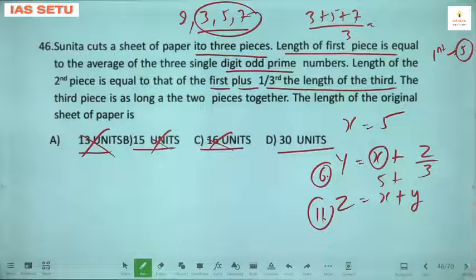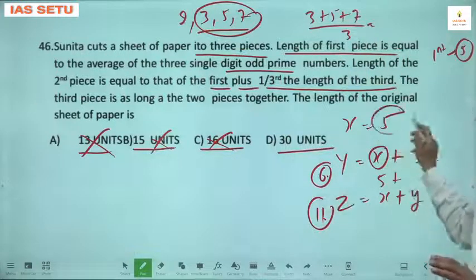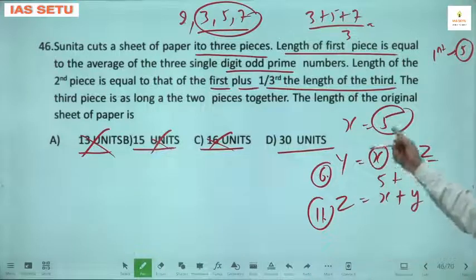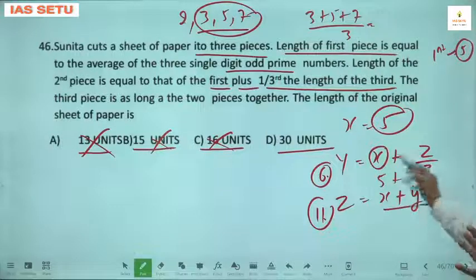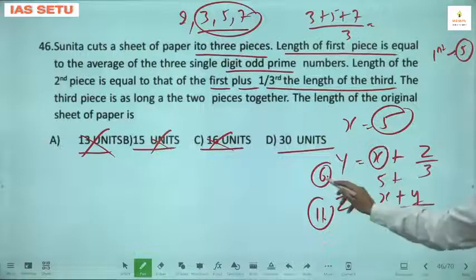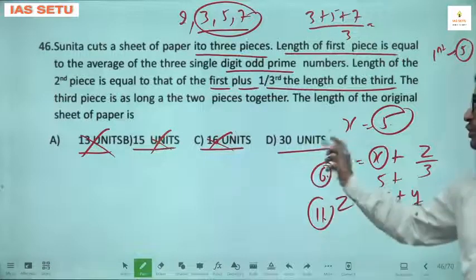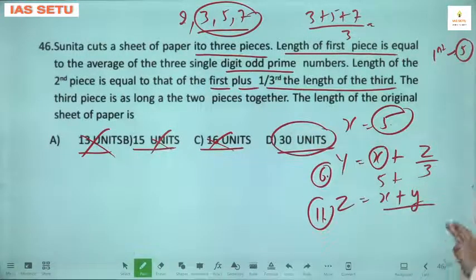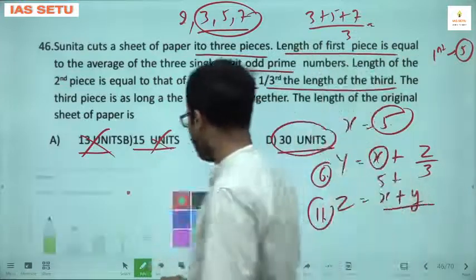I repeat, the first piece is the average of these 3 prime numbers, 5. Y is more than x because it is x plus something. I take y minimum 6. Z will be the sum of the first two, so z has to be minimum 11. So 5 plus 6, 11 plus 11, 22. So the total length has to be more than 22 unit. There is only one answer option, which is 30 unit. No calculation required. Method 1. Method 2.